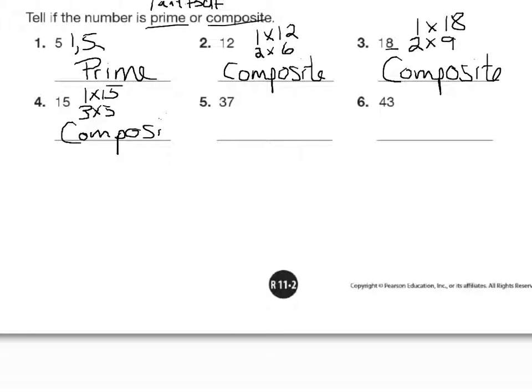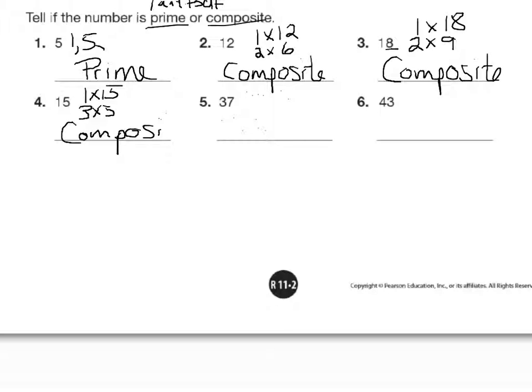Alright, number 5, 37. You know it has 1 and 37. Is 37 divisible by anything else? No, it is not. It's not divisible by 2 because it's not even, and there is nothing else you can divide it by, so it is prime.